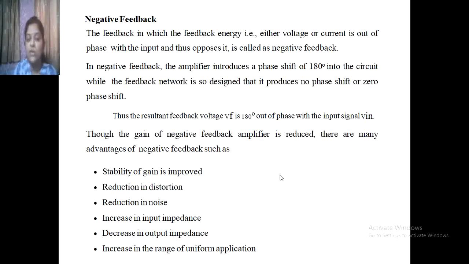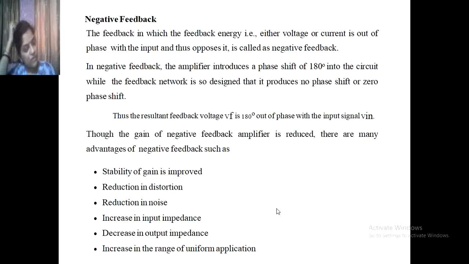Though the gain of a negative feedback amplifier is reduced, there are many advantages of negative feedback. What are they? Stability of gain is improved, reduction in distortion, reduction in noise, increase in input impedance, decrease in output impedance, and increase in the range of uniform application.